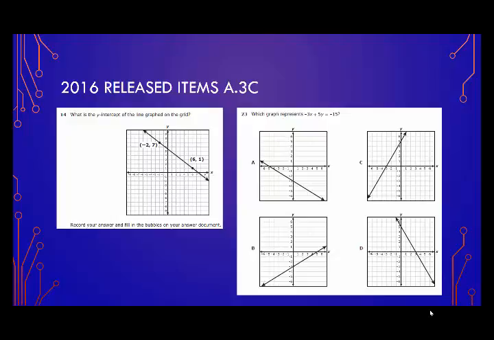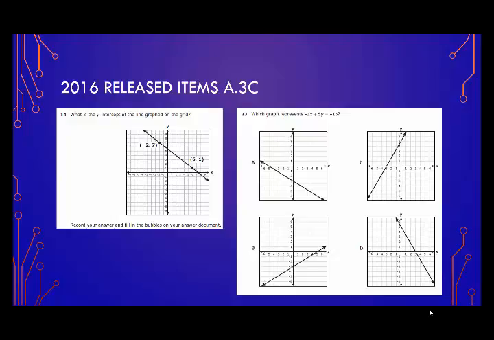Question 23, coded with processes 1B, 1D, and 1F, with the answer choice being B. And so for this question, there's multiple ways that you could be teaching this in your classroom. Most of us are probably teaching them to put it in slope-intercept form and graph it.